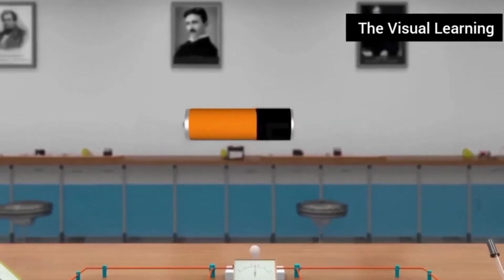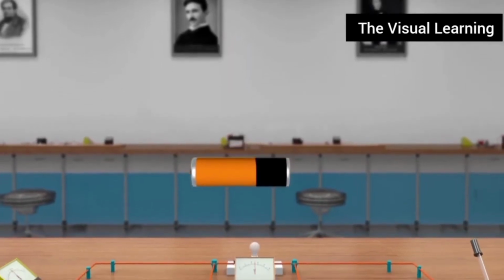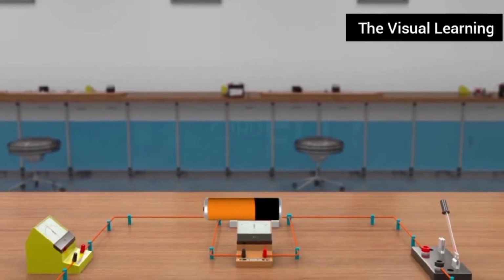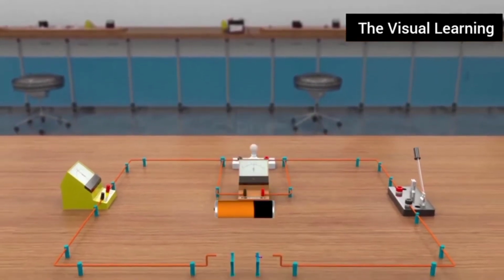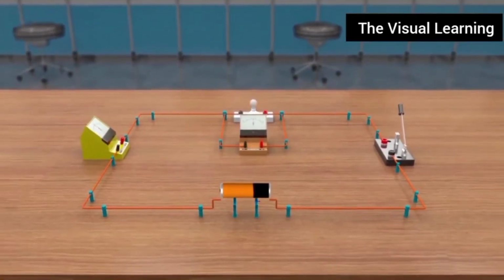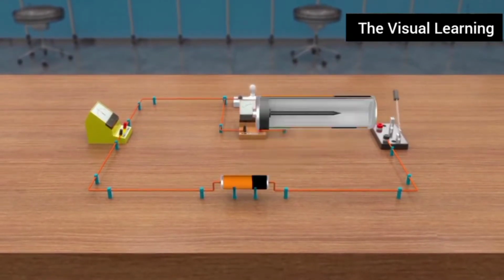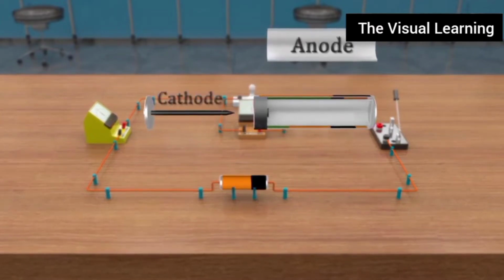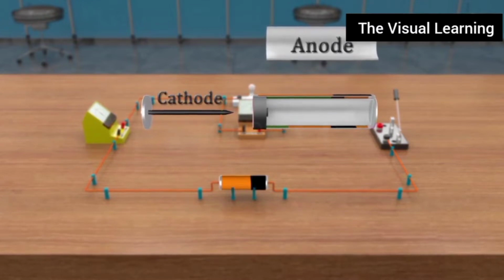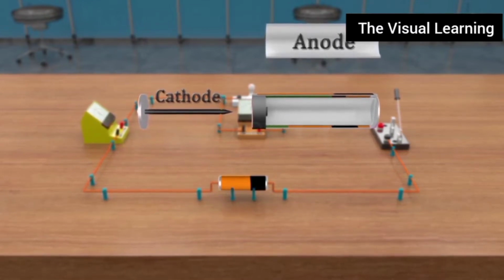A single cell or a collection of cells can collectively be called a battery. A battery is a device that stores electrical energy in the form of chemical energy and converts that energy into electricity whenever connected in an electrical circuit. Generally, any battery has three main components: the anode, the cathode, and the electrolyte, in which the chemical reaction occurs.